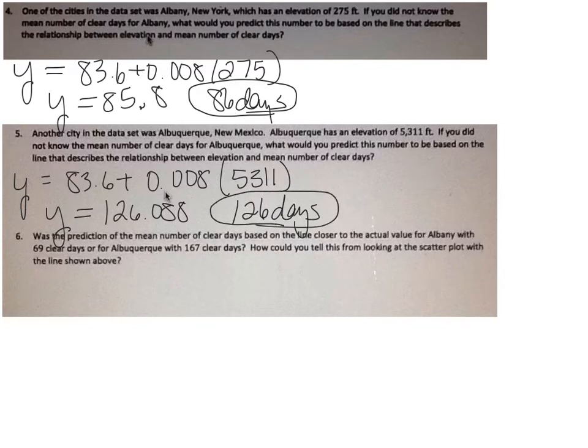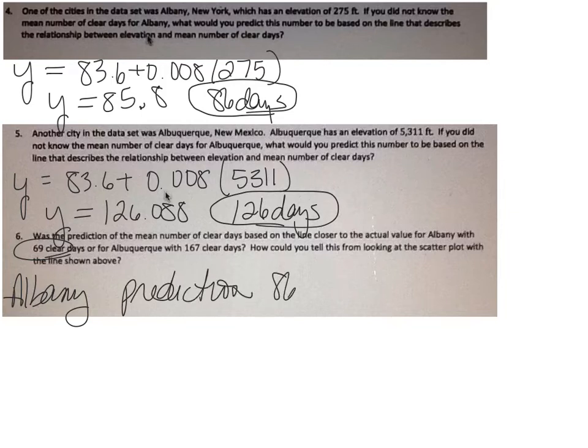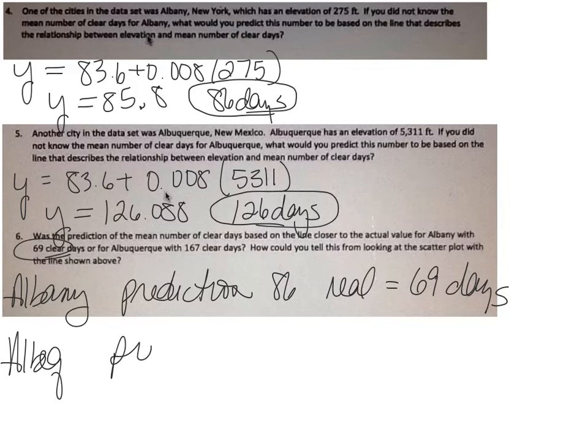So was the prediction of mean number of clear days based on the line closer to the actual value for Albany with 69 clear days? So for Albany, our prediction using the model was 86 days, and our real data said 69 days. And then Albuquerque, we had a prediction of 126 days, in real life 167 days.